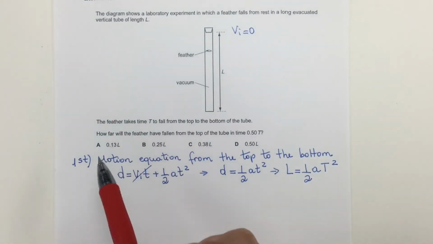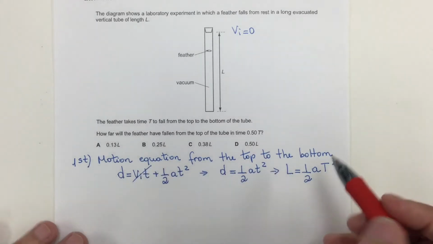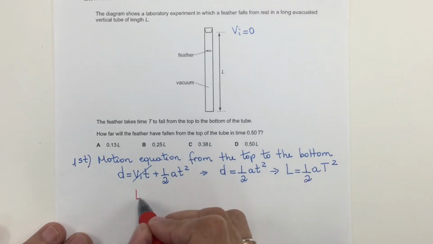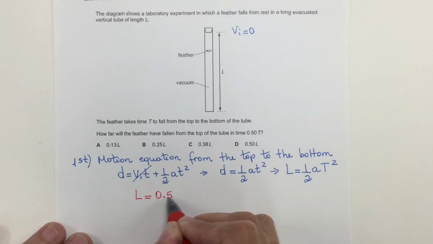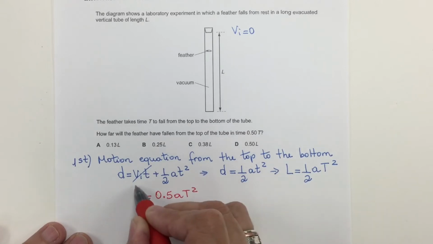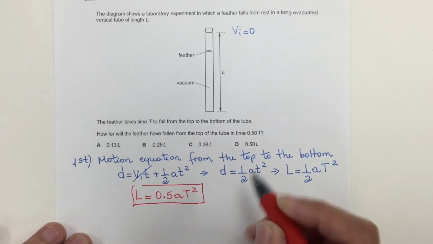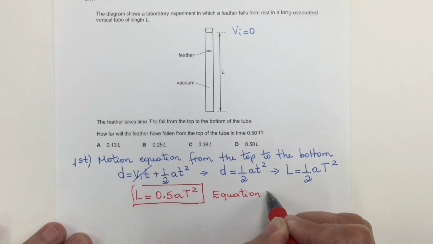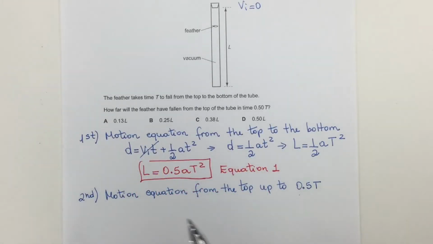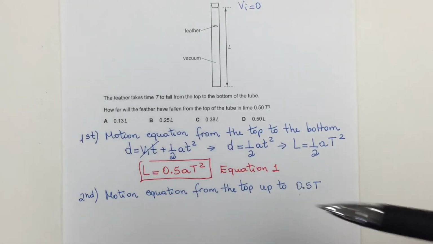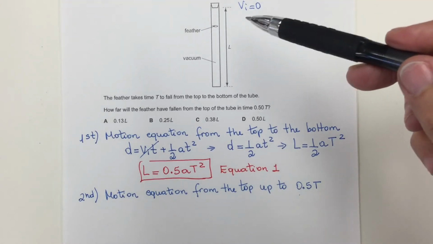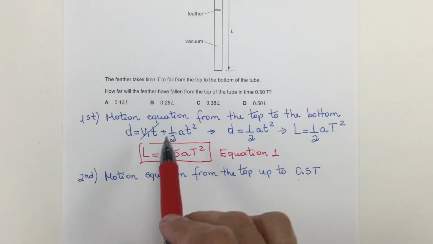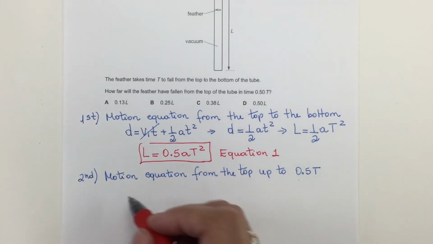Because the answer is showing decimals, I'm going ahead and converting this fraction into a decimal. So L is equal to 0.5 a t squared, and I'm going to call this equation 1. Now I'm going to find another motion equation from the top, because I want to take advantage that the initial velocity is 0 up to half of the time. So I'm going to skip this section and go straight to this one.